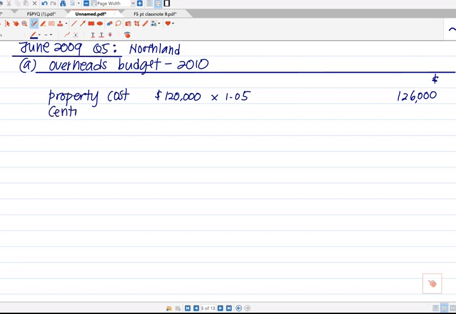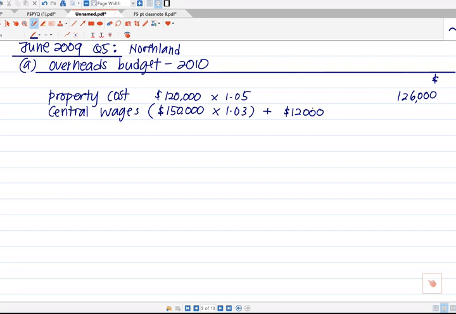Next, central wages. For 2009, what do we have? 150. How many percent incremental? 3%. But other than this, for 2010 we have another, how many thousand? 12,000. Remember, this is what we do. You don't go and add on 12,000, we add another 3%. Because 12,000 is already for the figures of 2010.